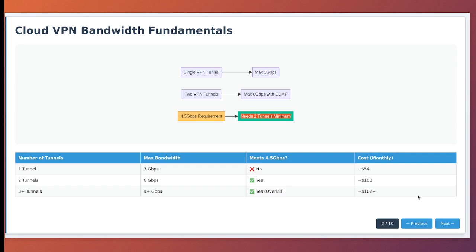Now, the critical decision point becomes: should we use global or regional routing mode for our VPC? And where should we place our cloud router? This decision significantly impacts our architecture's flexibility and cost.